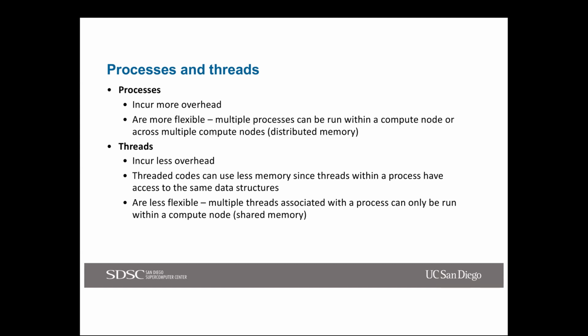Whereas threads are tied to the shared memory model, where every thread lives within a process, and every process runs on a single node. So if you have a multi-threaded application, you're limited to a single compute node if it's only a threaded application, or you don't have a multi-process application.